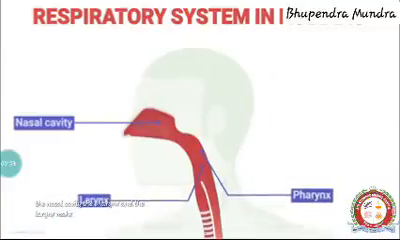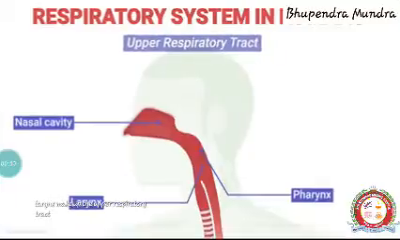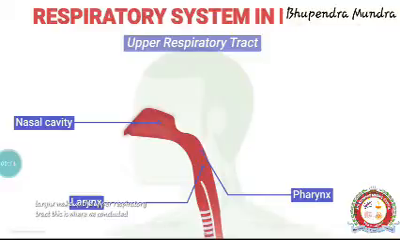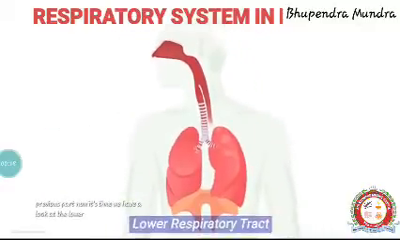The nasal cavity, the pharynx, and the larynx make up the upper respiratory tract. This is where we concluded the previous part. Now it's time we have a look at the lower respiratory system.